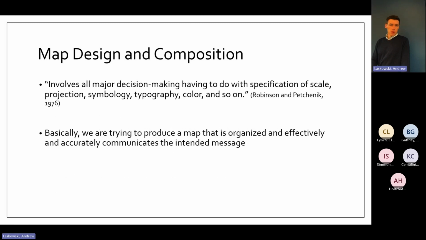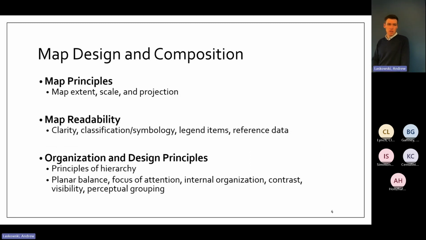All right. So we're going to talk about map design and composition today. This is a super broad field. A lot of it is somewhat subjective, but my goal is to try to give you some tips and tricks that you can implement in your map making to make your maps more effective. So this category really involves all major decision making related to creating maps. It involves things like choosing your projection, which we talked about last time, symbology choices, typography, use of text, color, and so on. We are trying to make maps that are effective and accurately communicate the intended message.